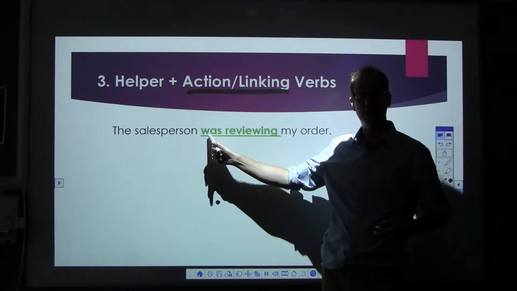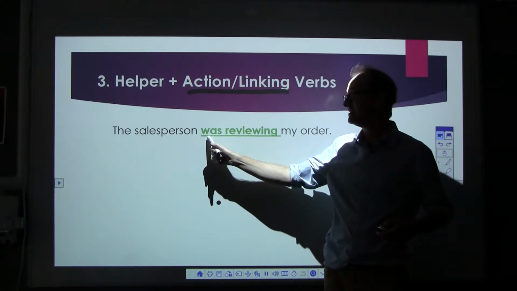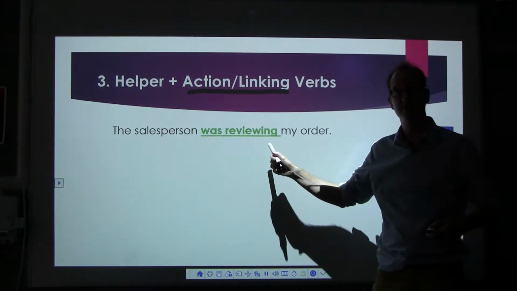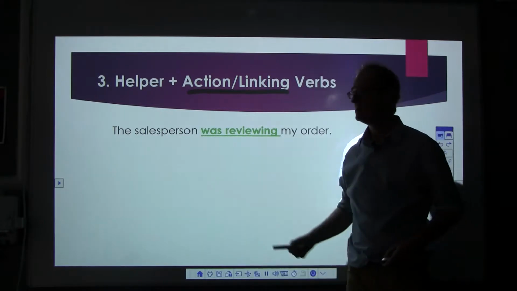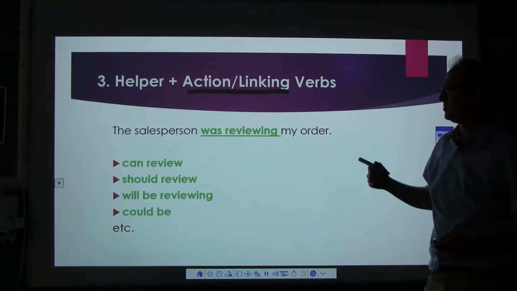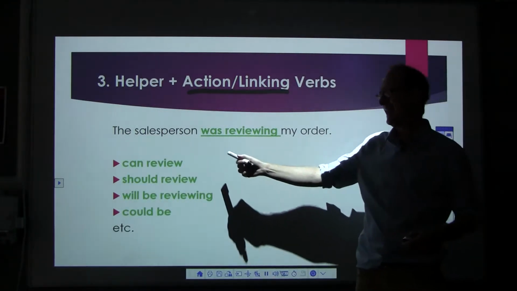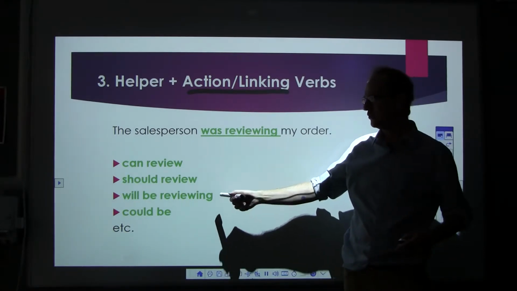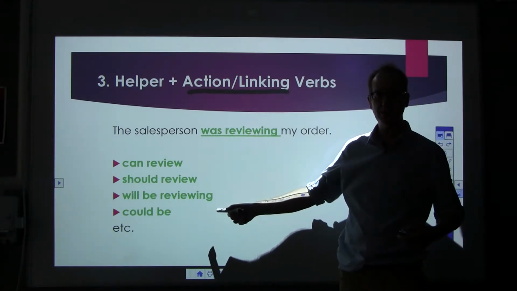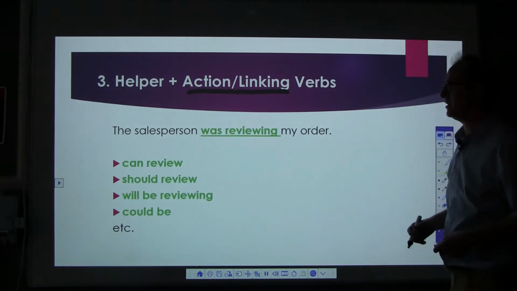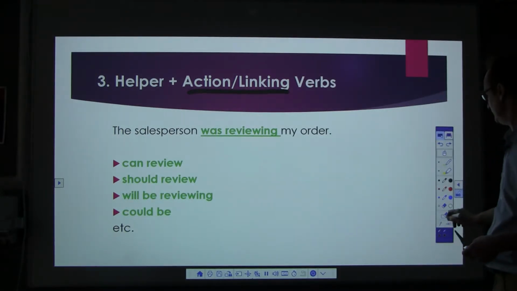So in D2L, if they ask you what the main verb is, the entire main verb in this sentence is was reviewing. So let's look at some other helper plus action or linking verbs. Can review, should review, will be reviewing, could be. There are lots of helper and action linking verbs.